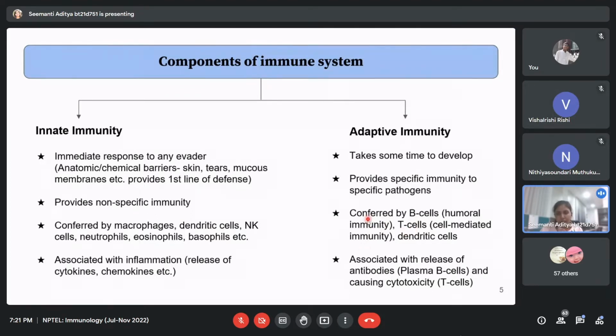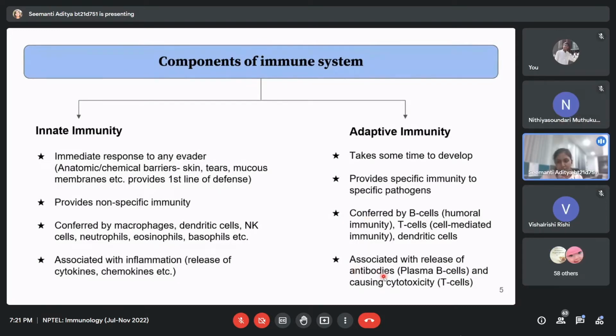Now, adaptive immunity is associated with the release of antibodies, which is by plasma B cells. There could be two kinds of B cells: membrane-bound B cells and plasma B cells. Plasma cells synthesize the antibody in the blood, whereas in membrane-bound B cells, the antibody is attached to the membrane of the B cell.